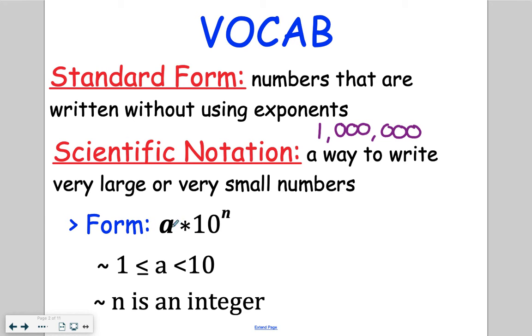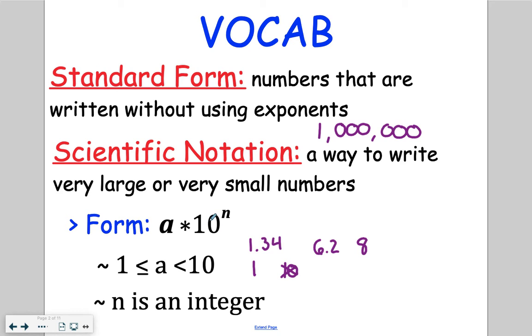The format here is a times 10 to the nth power. The a value has to be between 1 and 10. So it could be, for example, 1.34, or it could be 6.2, or it could be 8. It has to be a number between 1 and 10. It could be 1, it cannot be 10. So it cannot be a double-digit number. It is a single-digit number, and it may or may not have a decimal after it.